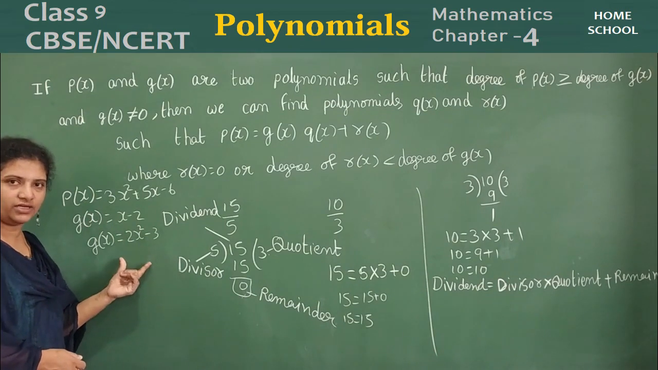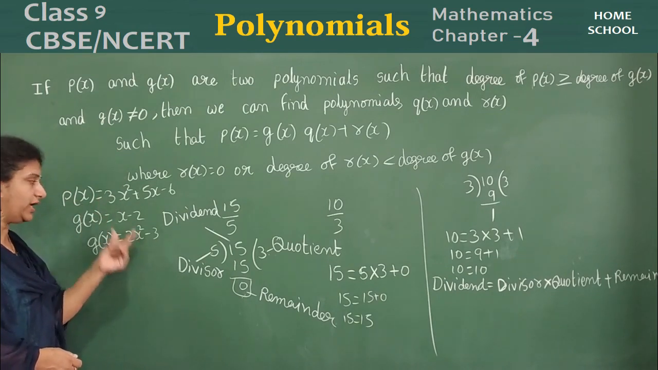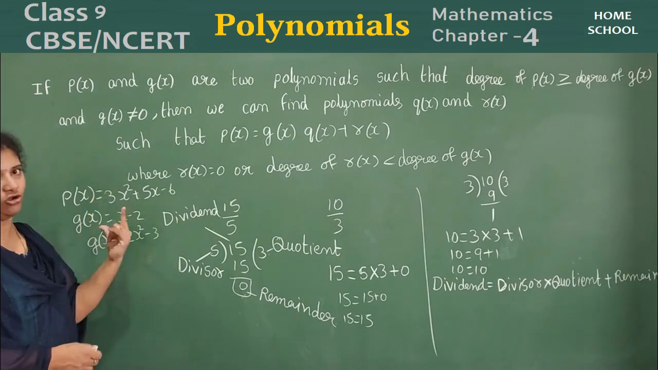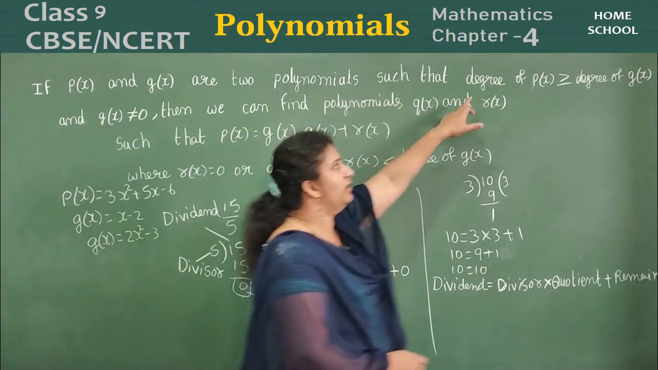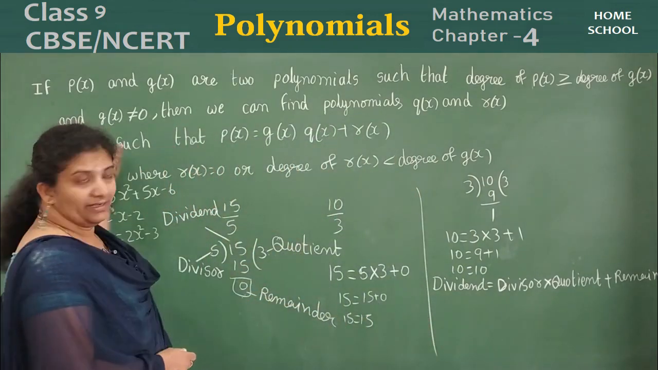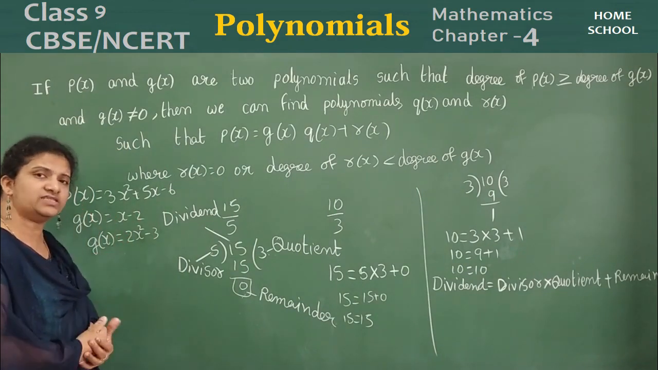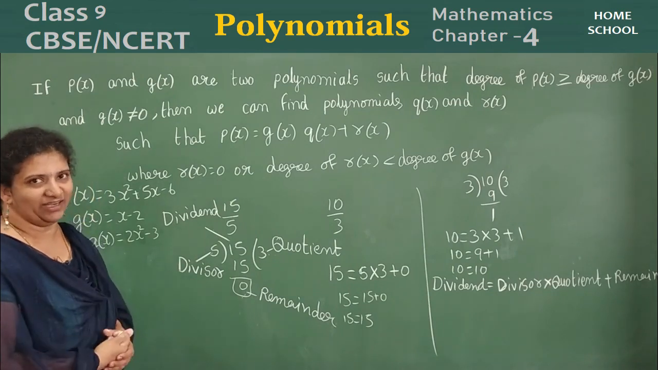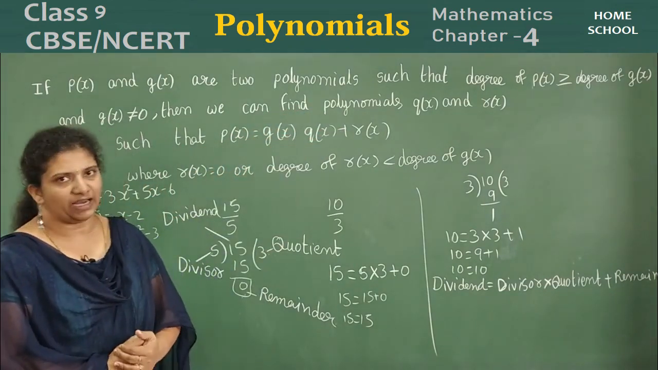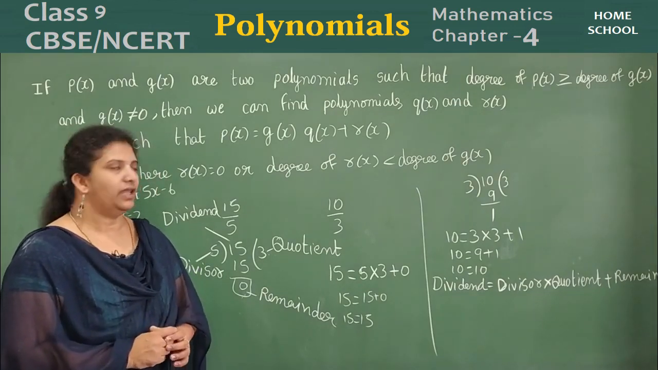What I can say here, children, the degree of a polynomial p of x is always greater than or equal to the degree of g of x. The degree may be equal or the degree may be greater than the g of x degree. That is only given here. Degree of p of x is greater than or equal to degree of g of x, and g of x is not equal to 0. If g of x is equal to 0, what happens, children? There is no quotient, there is no remainder. Okay, then we can find polynomials q of x and r of x. What is q of x? Quotient. R of x? Remainder. Okay, let me discuss once again.